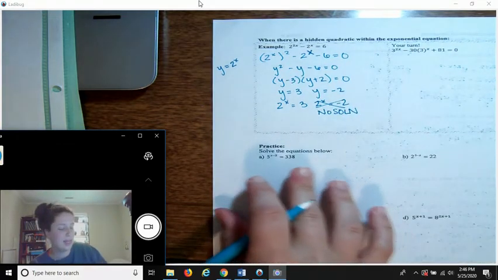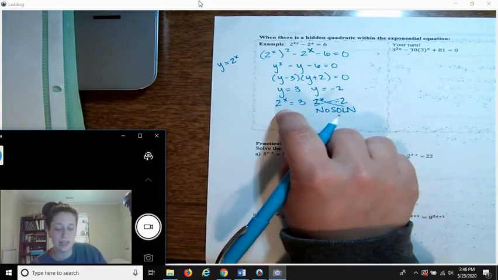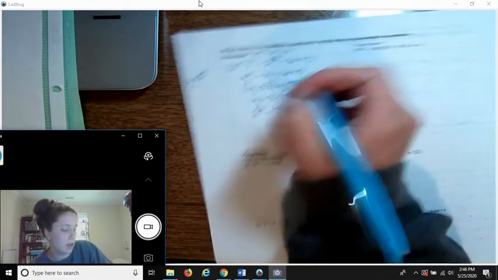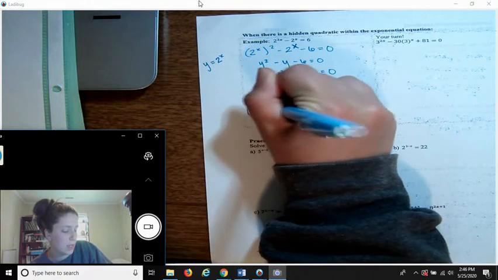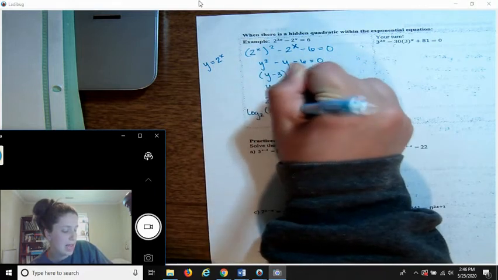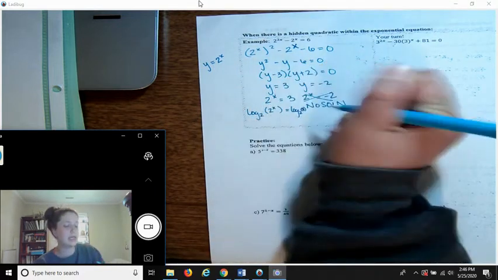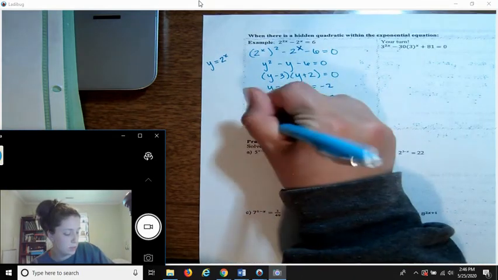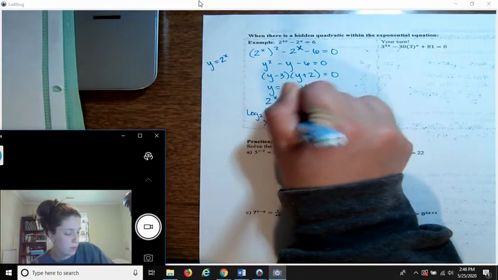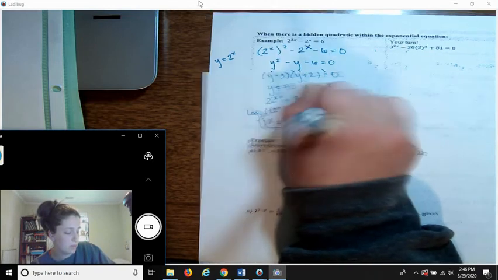And then here, 2 to the x equals 3. So I'm going to take the log base 2 of both sides. And again, I picked the log base 2 because I have the base as 2. The base of my exponent is 2. So I'm going to have x equals log base 2 of 3. And that is my final answer.